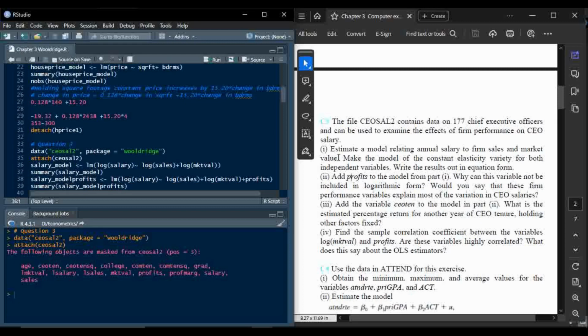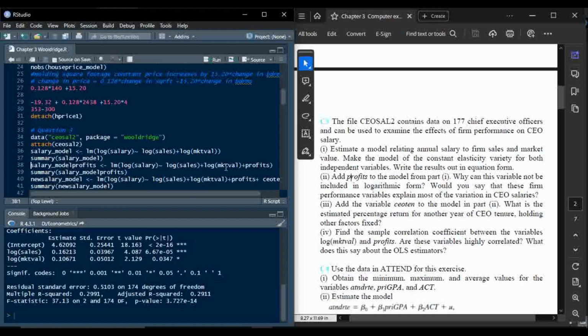Okay, now look at the first question. It says to estimate a model relating annual salary to firm sales and market value, and it says make the model of the constant elasticity variety for both independent variables. So it means that all the variables will be in logarithm form. So let's create a model by the name of salary underscore model. Use this assignment operator and then lm, that means linear model, in the bracket log salary tilde log sales plus log market value. Press Ctrl plus Enter.